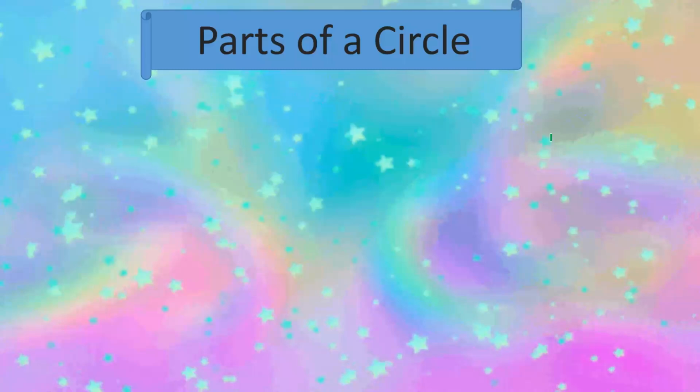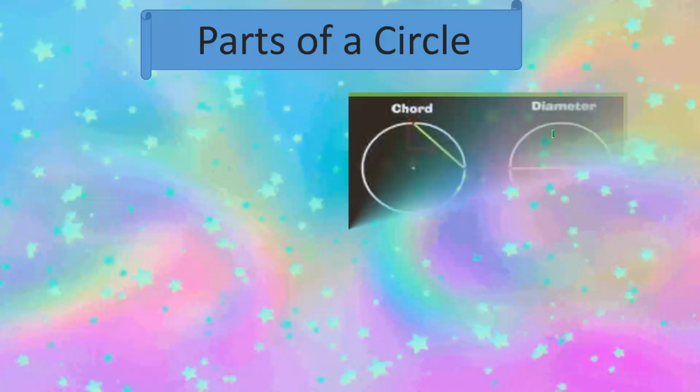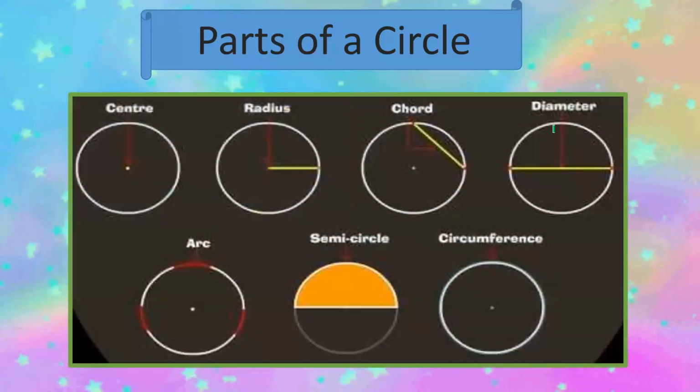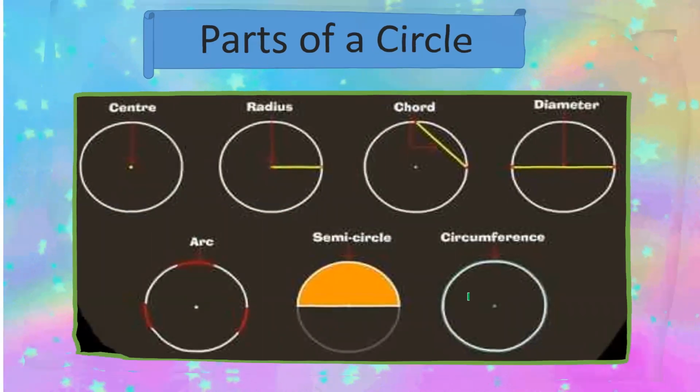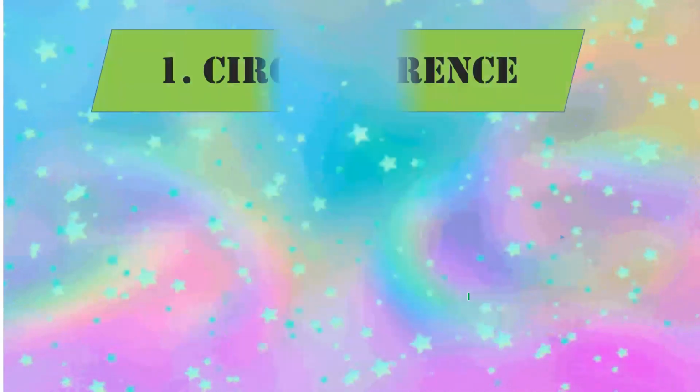Now let us discuss some parts of the circle. What are the different parts of the circle? Okay, center, radius, chord, diameter, arc, semicircle, circumference. Let us read it again. Center, radius, chord, diameter, arc, semicircle, circumference. We are going to discuss one by one.